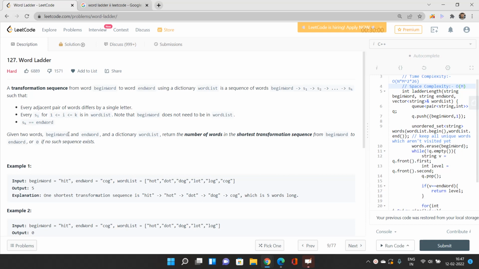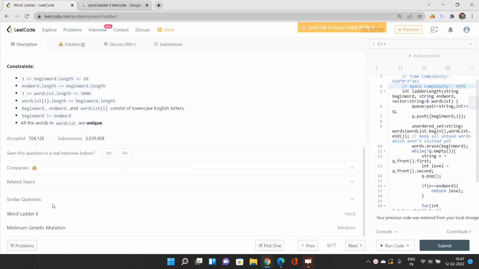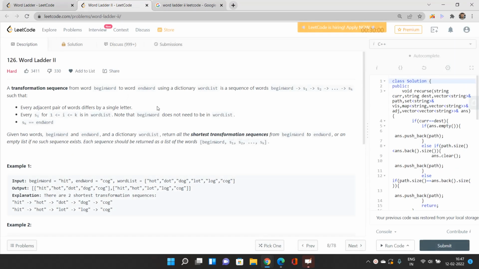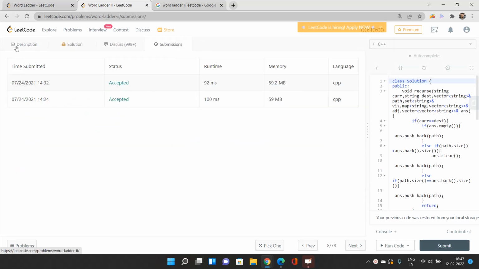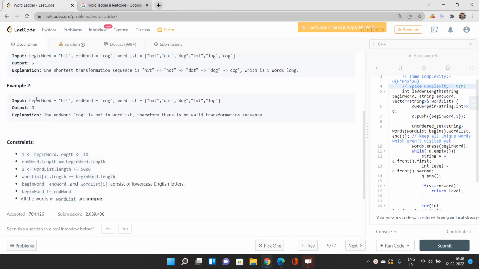Okay, and also after doing this problem I would strictly recommend you to hover over the section called similar questions, and here you will find Word Ladder II, the second version of this problem, which is quite interesting. If you look at the same tab for me, you will find that I have also solved this problem, and it is in my favorite list because we are going to learn something new.